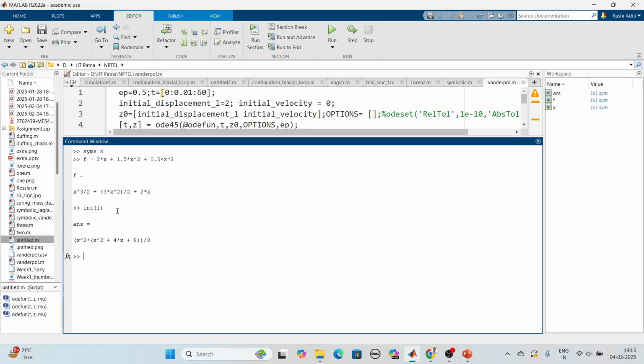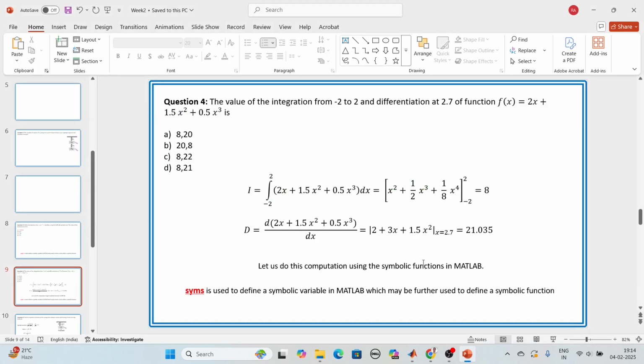For now, we will remove the limits of integration and see what int f is going to do. See, it has given me the integration, however, it is in terms of the symbolic variable only, since I have not given the limits of integration. Now as soon as I give the limits, comma -2 comma 2, first the lower limit, then the upper limit, I got the answer 8, and this answer is exactly the same as what I got analytically, 8.